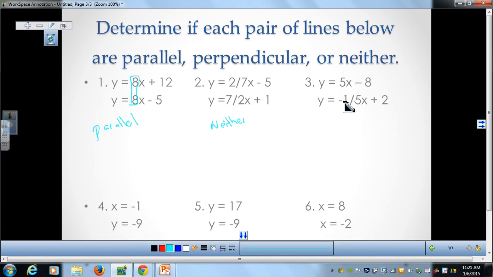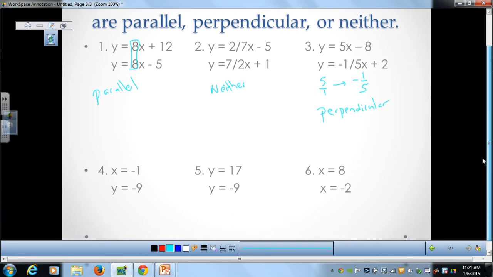All right, if we look at number 3 here, our first slope is 5 over 1. The next slope is -1/5. They are reciprocals and they are opposites. So these are in fact perpendicular lines.